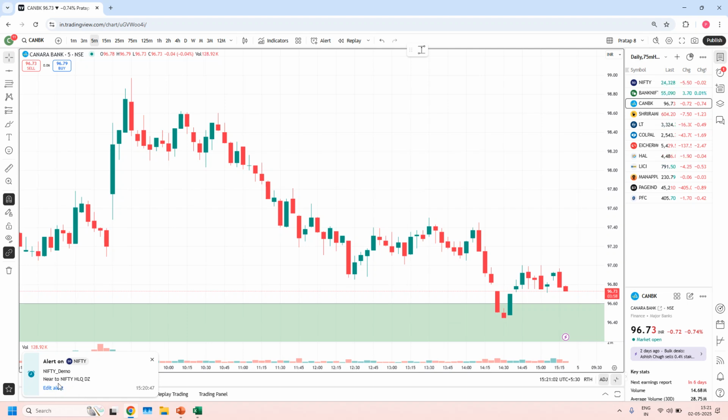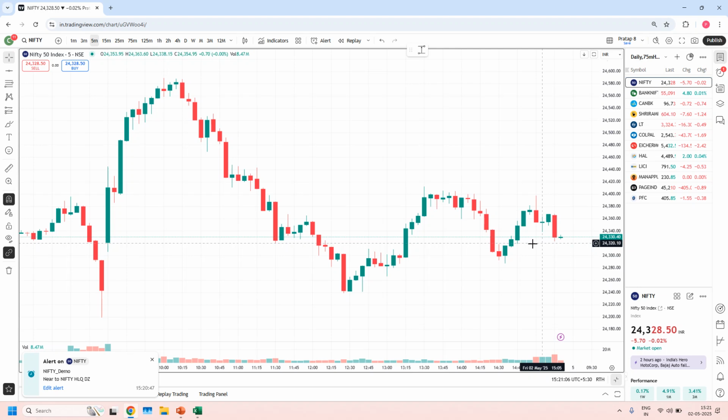See, whatever you have mentioned, immediately I go to the Nifty chart. So here, let us assume some demand zone is there, high liquidity. Now I will be monitoring this. The moment it is coming near to the demand zone, immediately I place my order. My trade will be executed.